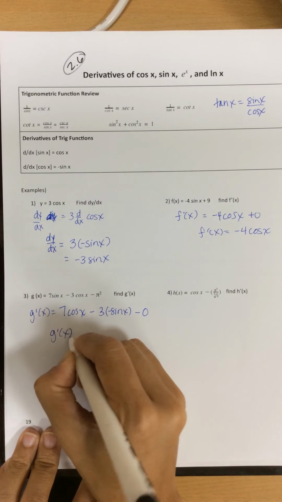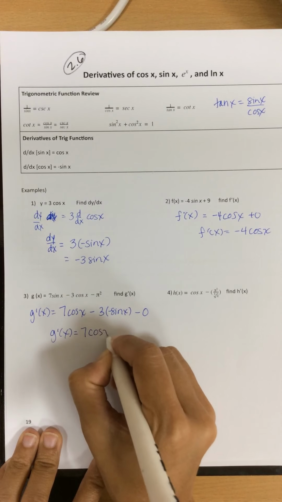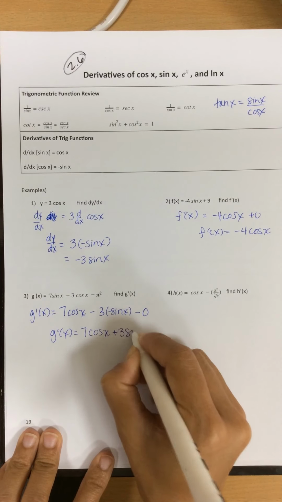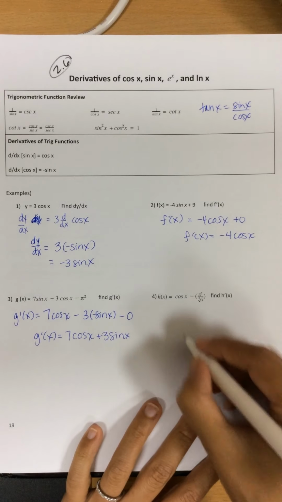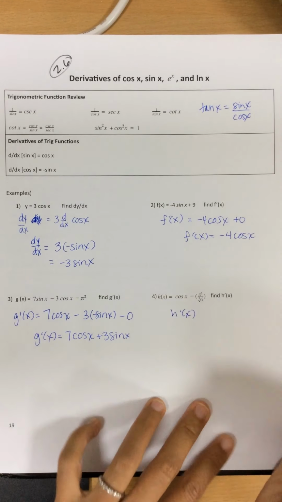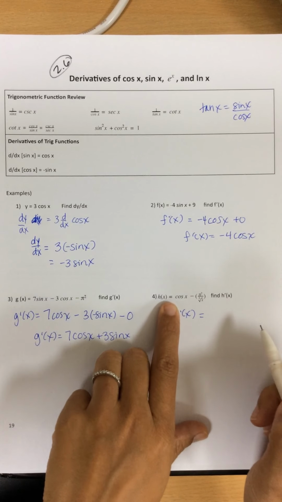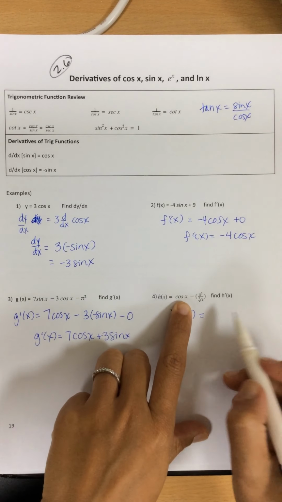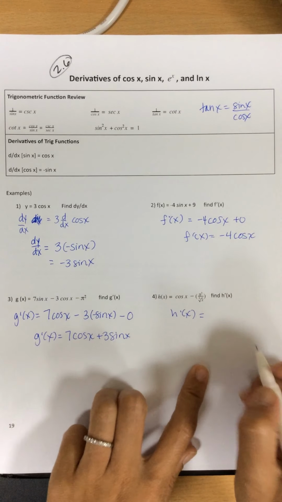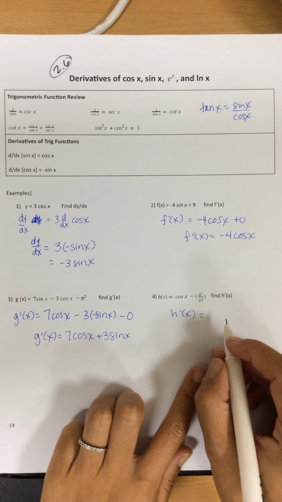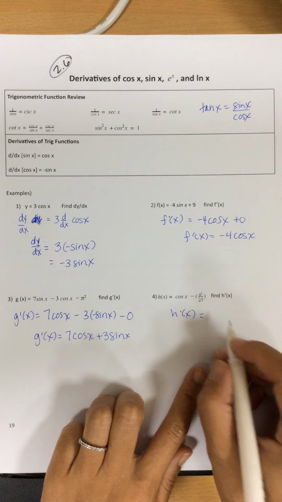So g prime of x ends up being 7 cosine of x plus 3 sine of x, right? And just taking those two negatives and combining them. All right, now we have h of x equals cosine x minus pi squared over the cube root of x. Find h prime of x. Okay.